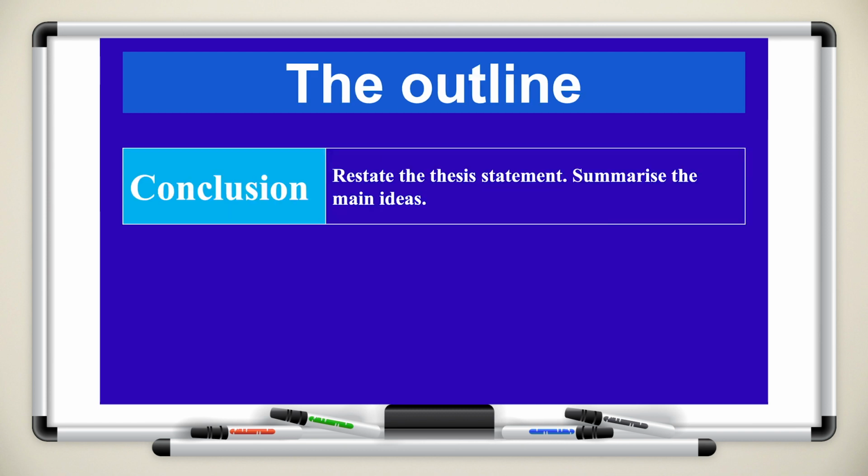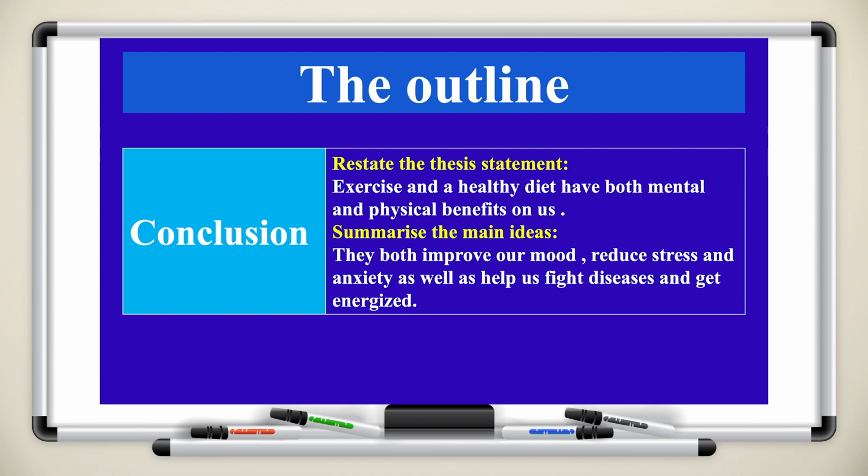In the conclusion, you will basically restate the thesis statement, rewriting the thesis statement using new words and ideas, and summarize the main ideas. For example, if I want to restate the thesis statement in the conclusion, I will say: exercise and a healthy diet have both mental and physical benefits on us. And if I want to summarize the main ideas, I will say they both improve our mood, reduce stress and anxiety, as well as help us fight diseases and get energized. This is how you build up your outline.